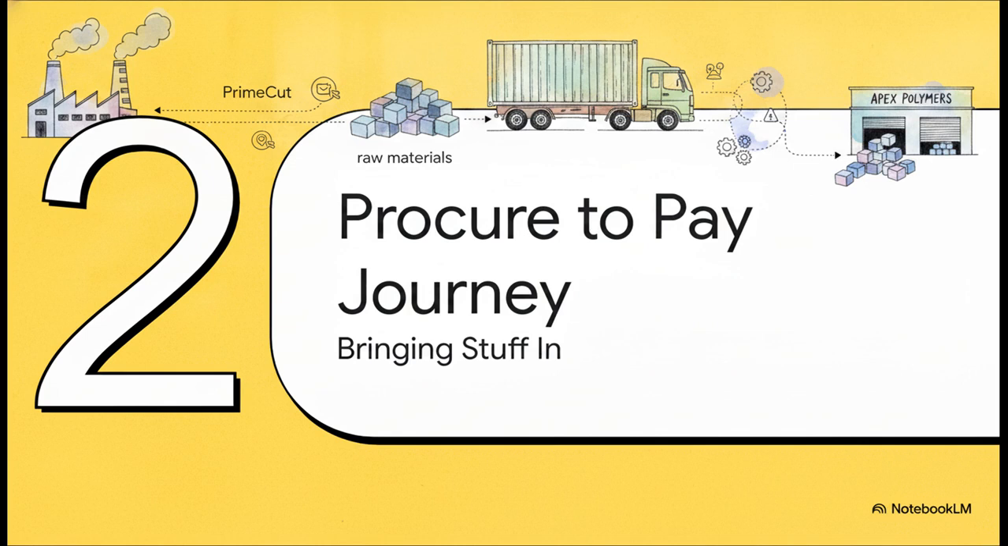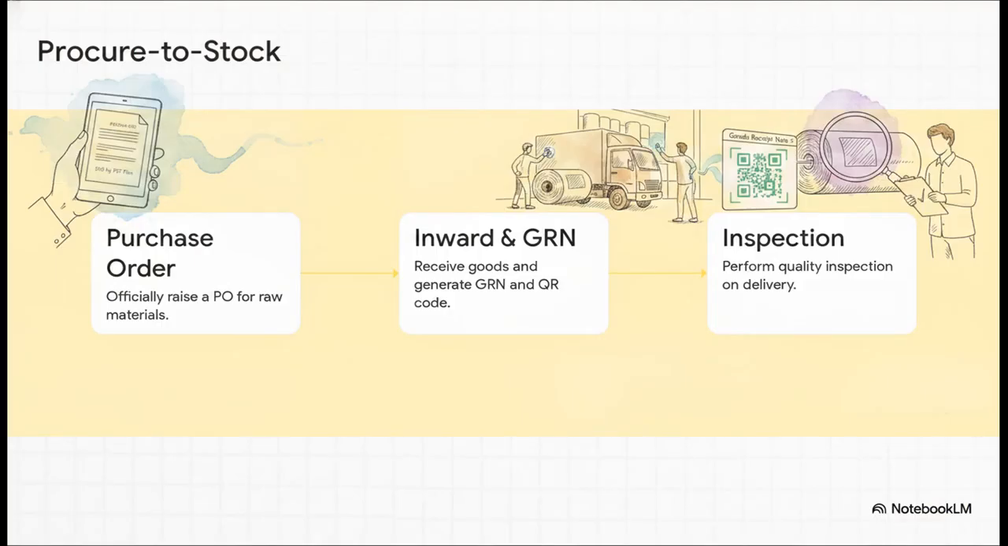Leaving the setup phase behind, we're moving right along to Section 2, the procure-to-pay journey. This is all about bringing stuff in. Okay, so we trigger this whole procure-to-stock flow by officially raising a purchase order, a PO, for 500 kilograms of PET film. But, as we know, creating a PO is just a promise, right?